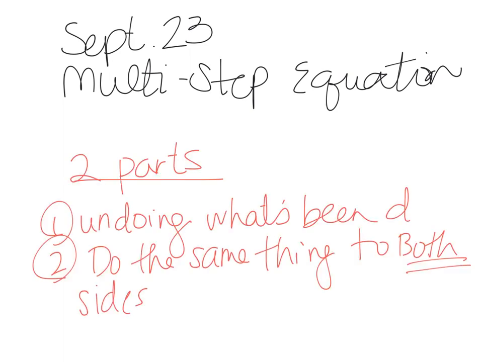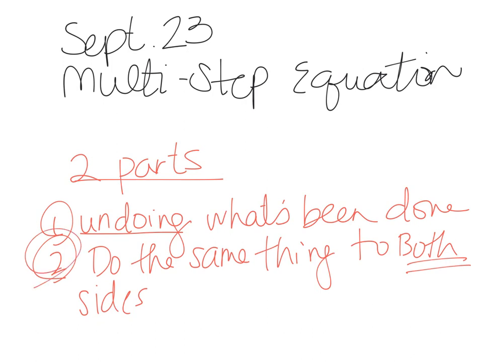Alright, two parts of solving equations. No matter what kind of equation you're doing, you are always going to first undo what's been done. Okay, you're undoing, just like how I mentioned in the last two videos. It's like taking off your shoes, right? You're undoing things when you come home. You take off your shoes, you take off your hat, you take off your clothes. You're undoing everything that you already did in the morning.